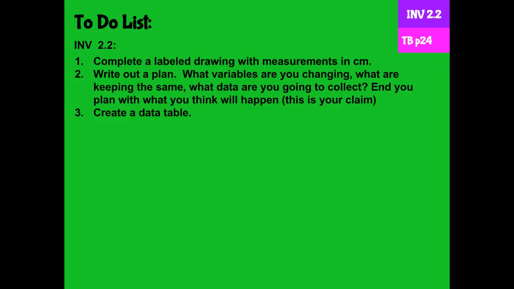So our to-do list today is to complete and label a drawing with measurements in centimeters. You're going to write out the plan, figure out what variables you are changing and what you're going to keep the same and what data you're going to collect. And at the end of your plan, you will plan out what you think will happen, and this is your claim. And within that, you need to create a data table.